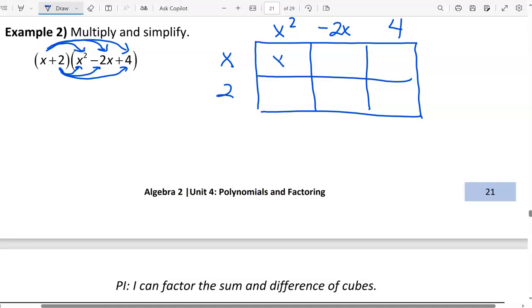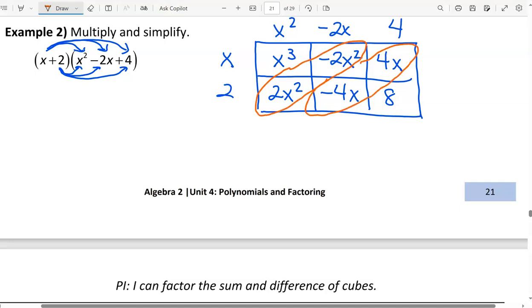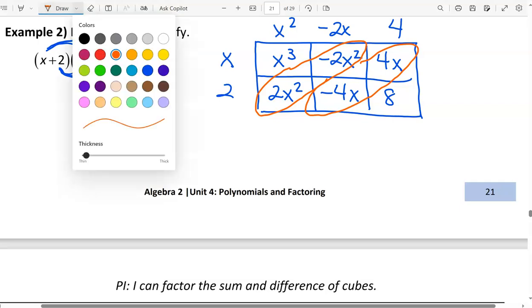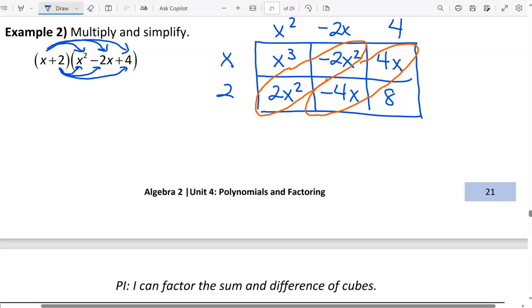So now multiply x times each of the terms in the trinomial, and then distribute the 2 to each term in the trinomial, so 2x squared minus 4x plus 8. And now we're going to notice that our like terms line up in those diagonal boxes, and something special happens. Those like terms add to 0, and the only terms left are x cubed and 8.